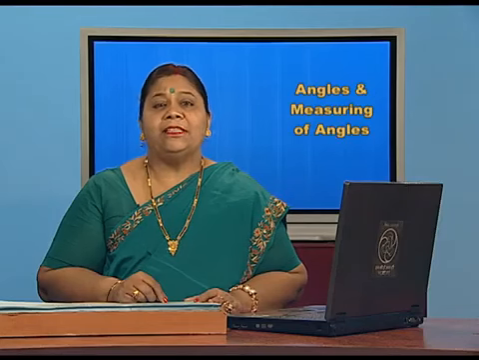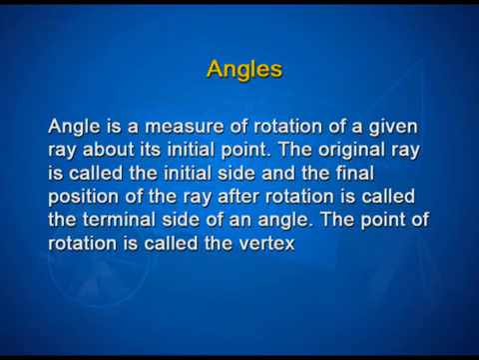Now, what is an angle? Angle is a measure of rotation of a given ray about its initial point. The original ray is called the initial side, and the final position of the ray after rotation is called the terminal side of an angle. The point of rotation is called the vertex.